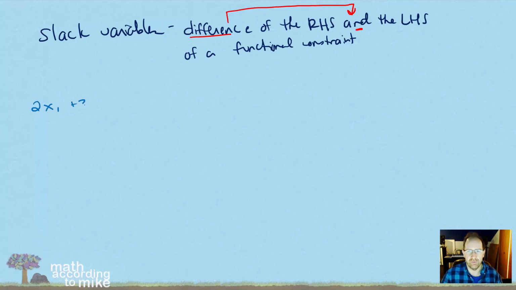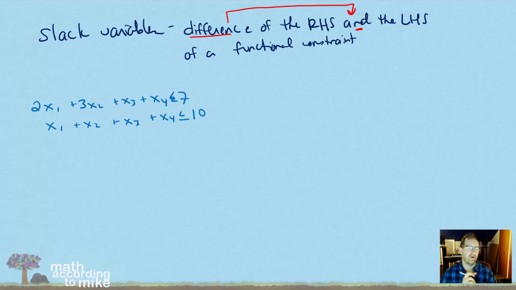Let's suppose we have 2x1 plus 3x sub 2 plus x sub 3, well, we'll go crazy, plus x sub 4 less than or equal to 7. And x sub 1 plus x sub 2 plus x sub 3 plus x sub 4 is less than or equal to 10. Great. So you are only looking at the functional constraints to define your slack variables. For every functional constraint you will have a slack variable. We have 2 functional constraints, which means we need 2 slack variables. We denote slack variables by s sub and whatever the number is. S sub 1 would be the first slack variable. S sub 2 would be the second slack variable.